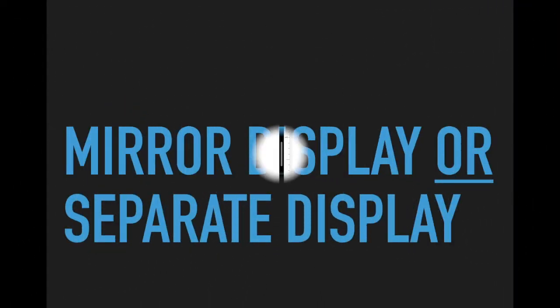The next setting we're going to look at is a mirrored display versus a separate display. This will be a feature that you can use whenever you are projecting your desktop or a screen through your projector. These features can actually be used with an Apple dongle or with your Apple TV.